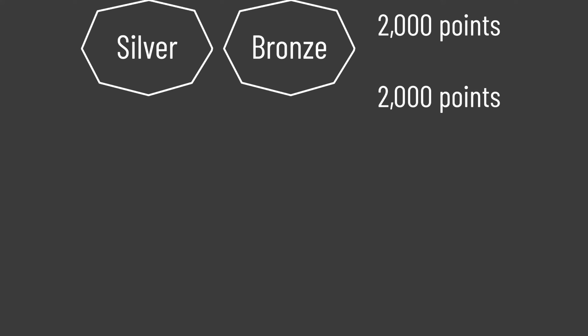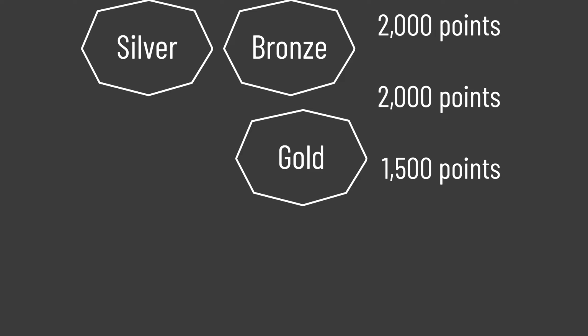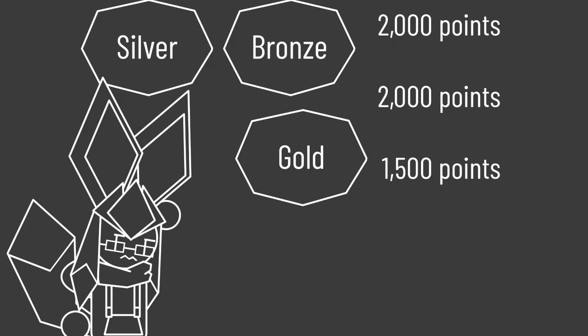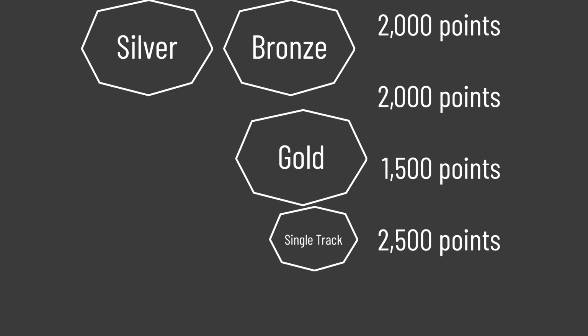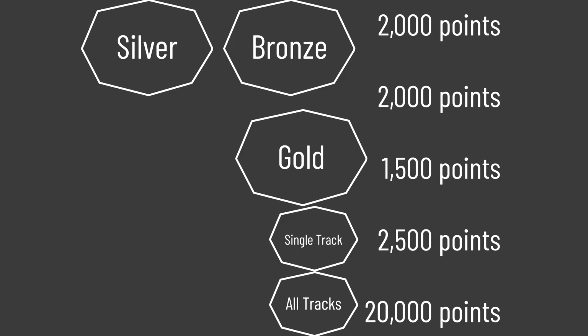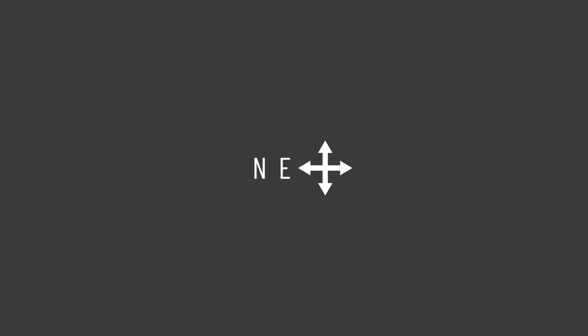This threshold exists when the player reaches at least 2,000 points in the bronze course and the silver course, as well as 1,500 in the gold course for some reason, 2,500 in the single track course, and finally 20,000 in the all tracks course. But anyways, back to high scores.